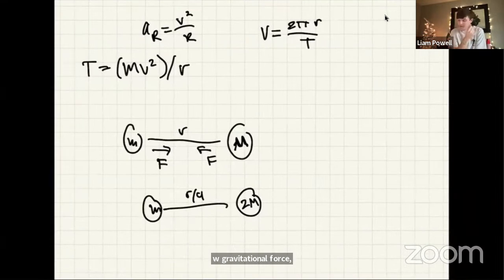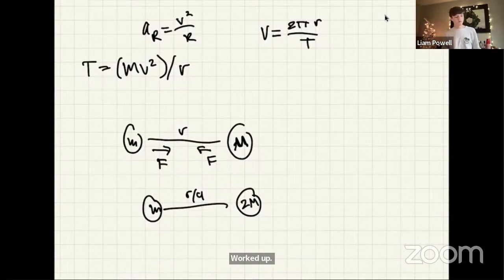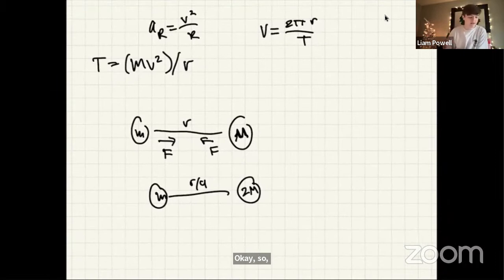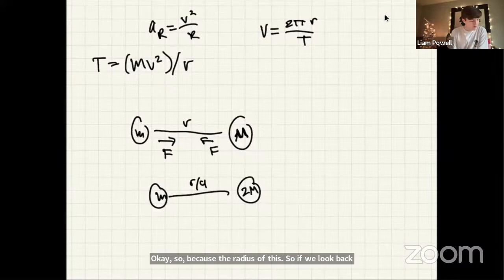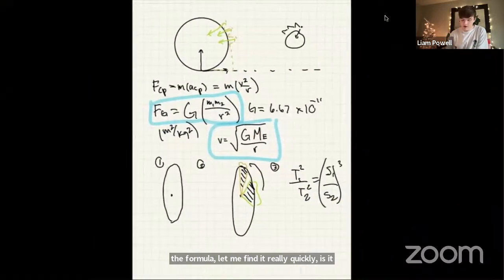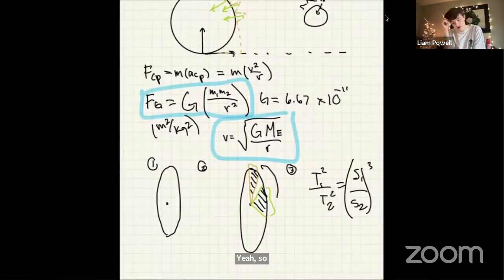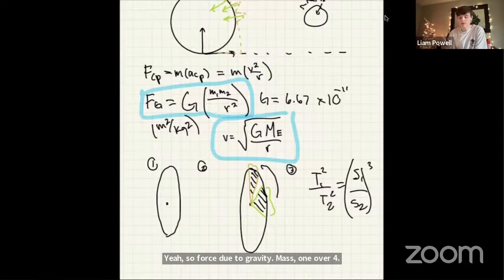We can quickly find this by using one of the formulas. Let me get my formula sheet. Where did I put that? Okay. So if we look back to the formula: force due to gravity is equal to big G times mass 1 times mass 2 over little r squared.